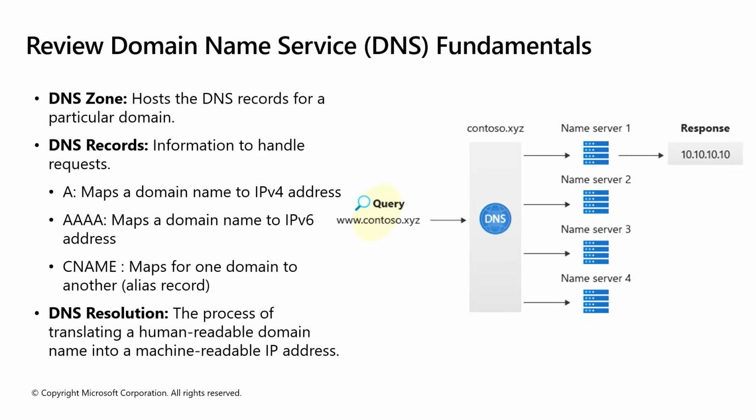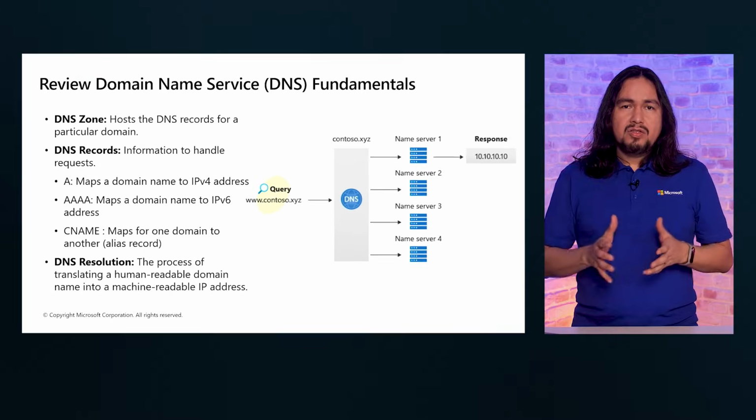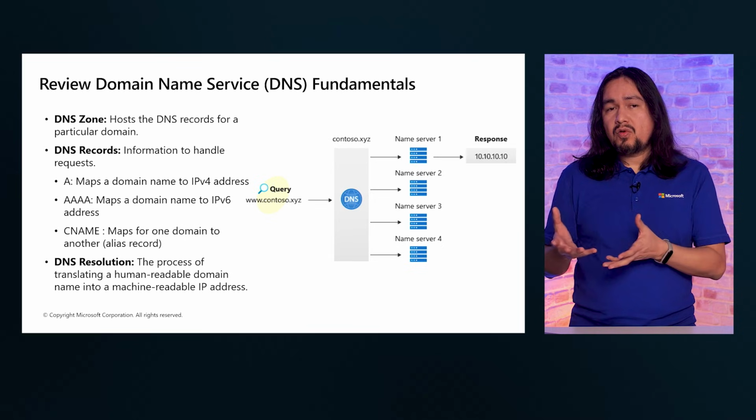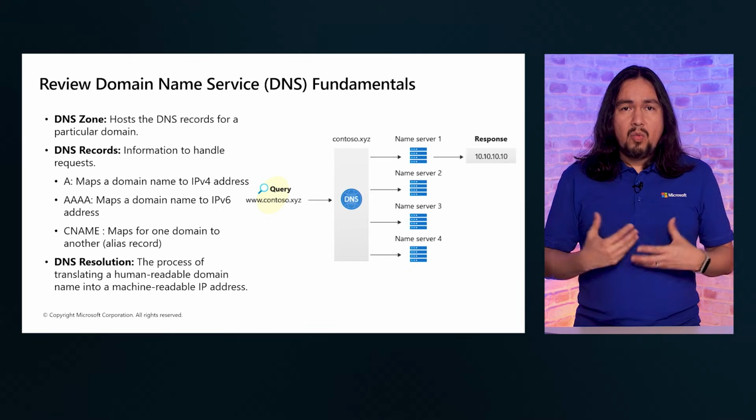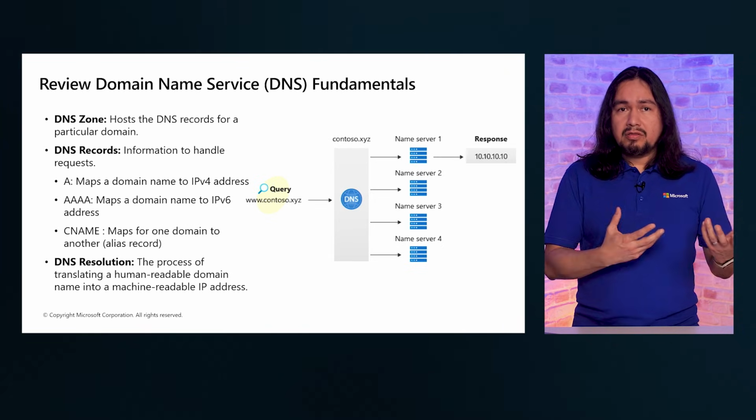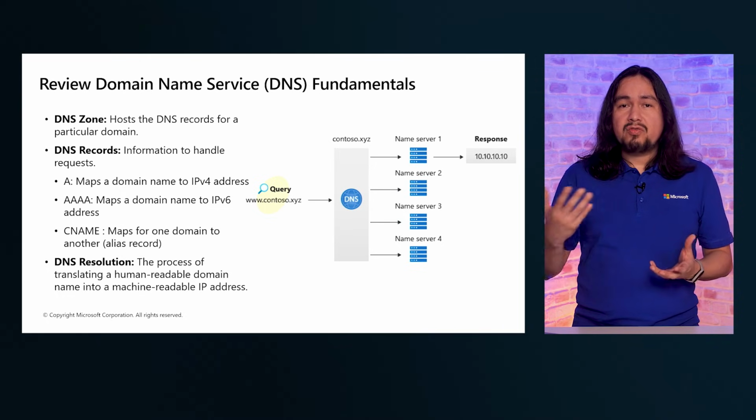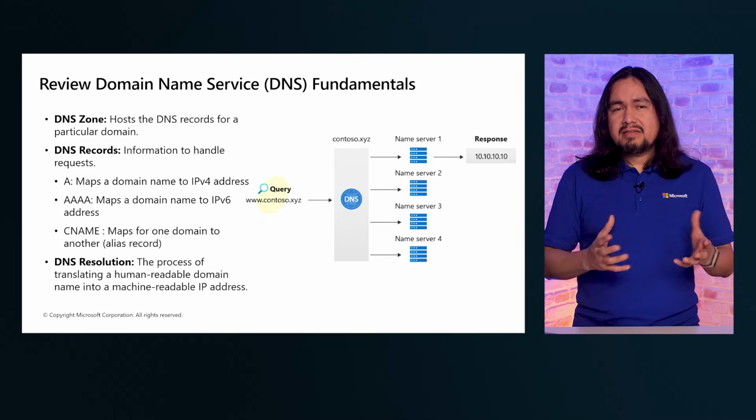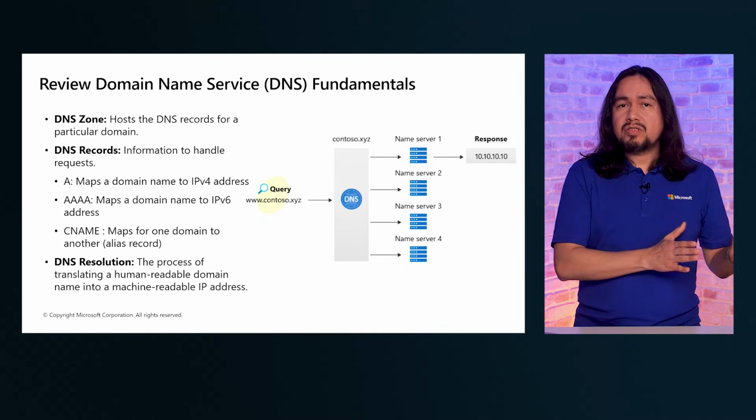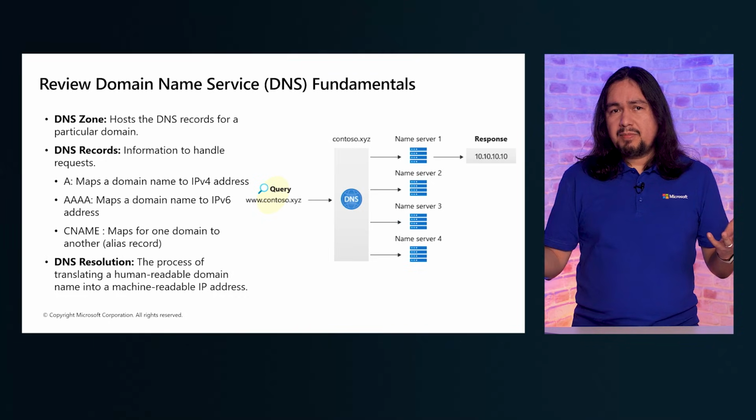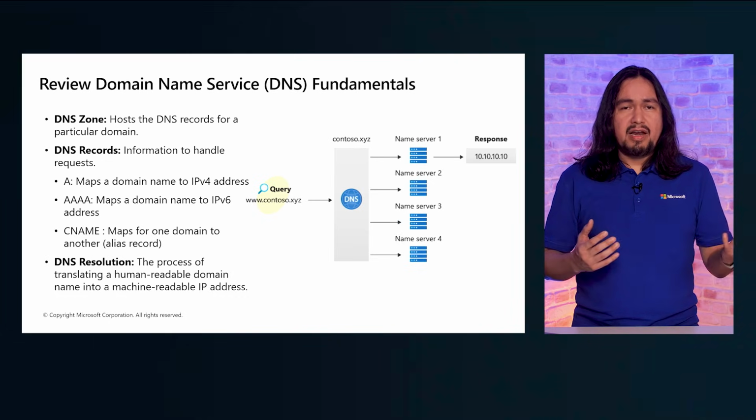DNS stands for Domain Name Service. So you have a DNS zone which hosts DNS records for a particular domain. When these records are called, for example, www.contoso.com, you get a response. So in that sense, that is a DNS resolution. So you can translate a name to an IPv4 address, an IPv6 address, or a name to name.